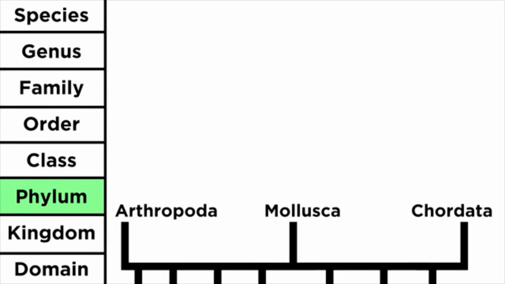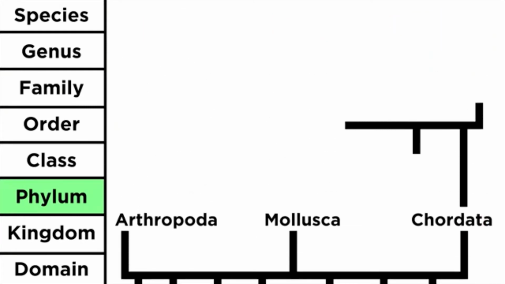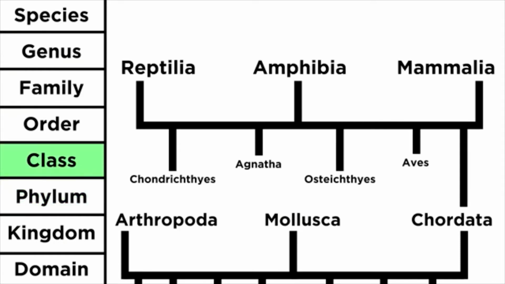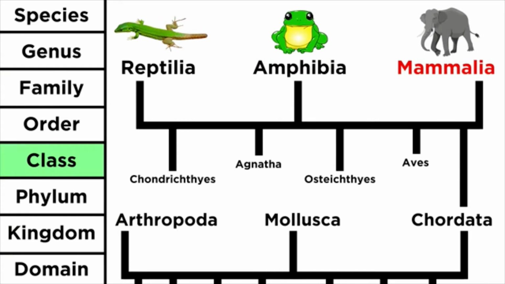Within each phylum, we can find different classes of organism. Chordata contains the class Reptilia, which are reptiles like crocs and snakes and lizards. Amphibia, which are amphibians like toads and frogs. And Mammalia, which are all the mammals, from kangaroos to elephants.